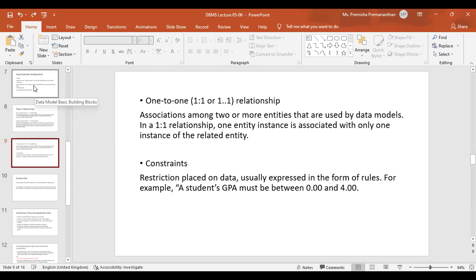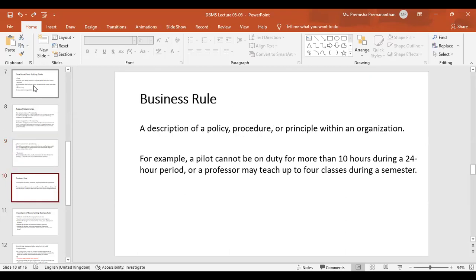Like GPA, NIC number, mobile number. So likewise, you have to put the constraints. Only then will the database be correct, or in an applicable format, right? If GPA is 5, that is not an applicable format, right? So the next thing is business rule.